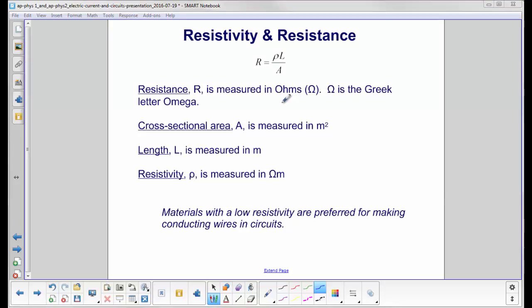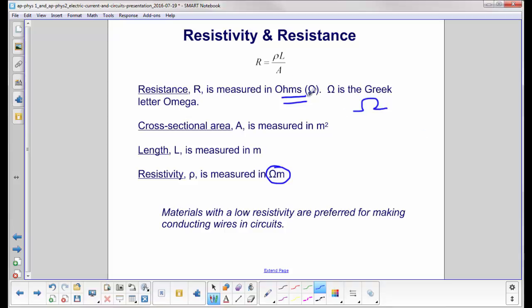Resistance is measured in ohms, named after a German physicist. Ohm is the Greek letter omega, like this. Cross-sectional area, A, is measured in meters squared, like all areas. Length, L, is measured in meters. Then resistivity, rho, is measured in ohm meters. There's no special unit for it, it's just ohms times meters.